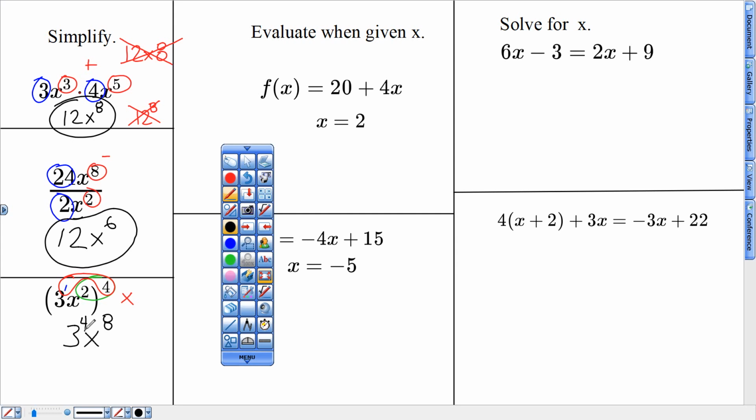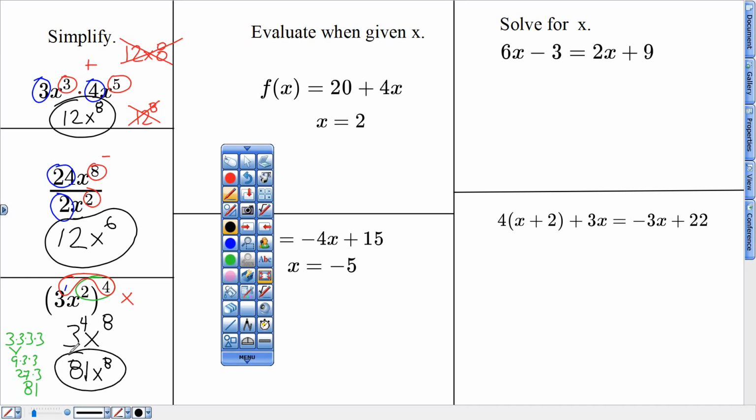And then I need to know what 3 to the 4th is. 3 times 3 times 3, 4 times gives me 9, and then that gives me 27, and then that gives me 81. So I could show you on the calculator a shortcut to get that 81, or you could multiply 4 of them. That gives me 81x to the 8th power.